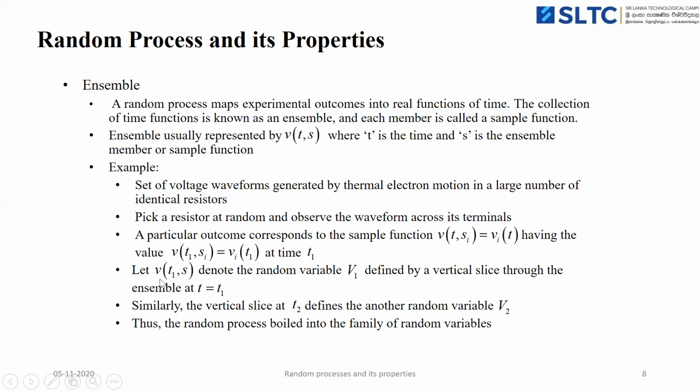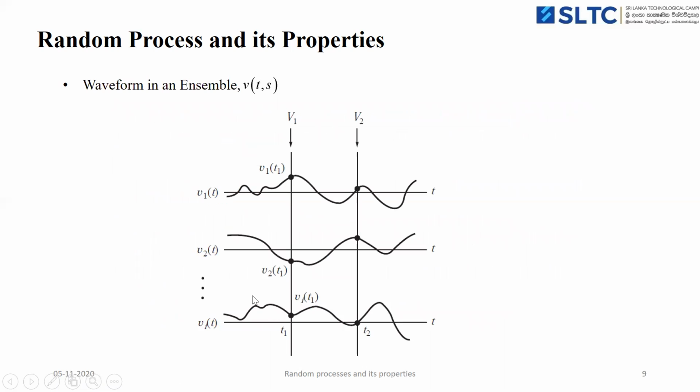So you can see here V of t1 comma s denotes the random variable V1, which is defined by a vertical slice through the ensemble at t equal to t1. This is the set of voltage waveforms obtained from the outcomes of the resistors. The waveforms in an ensemble V of t comma s, where ensemble means random process.